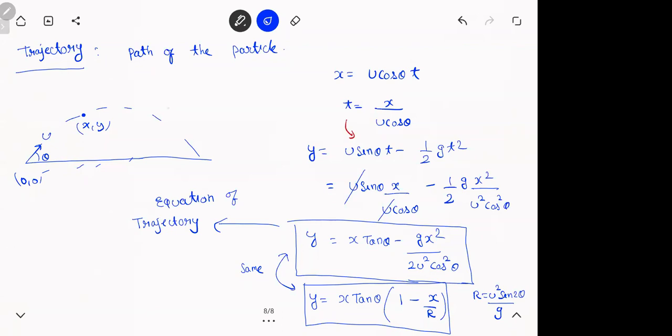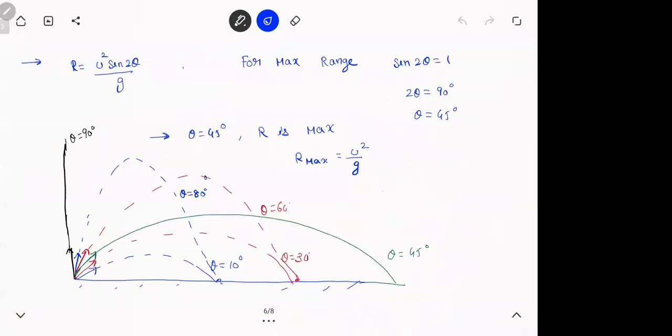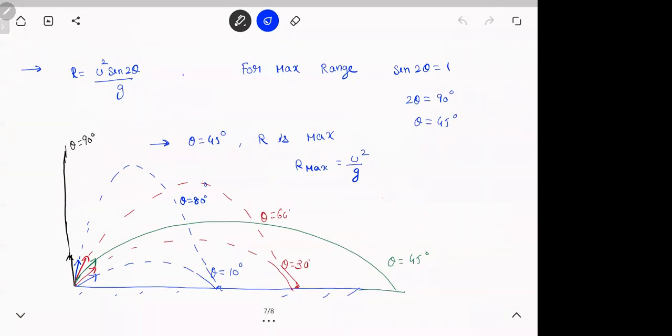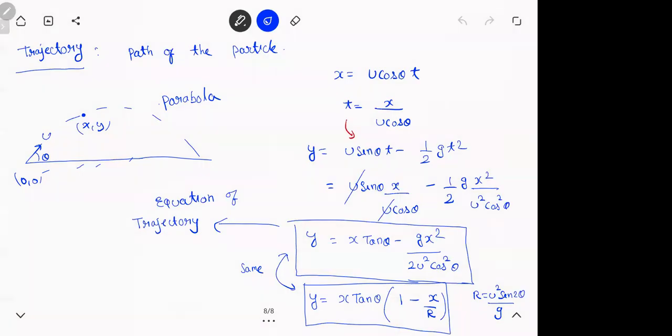So the shape which you got, this is called the equation of trajectory. And the shape which you're seeing, this path, is called a parabola. Whenever you throw a stone into the air, the shape you see is not circular, it's a parabolic shape. Here you saw the diagrams, all these red, green lines, all are parabolas. The curvy shapes they follow are all parabolic. So this is the trajectory.